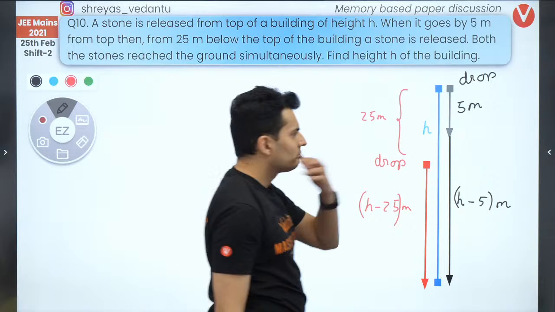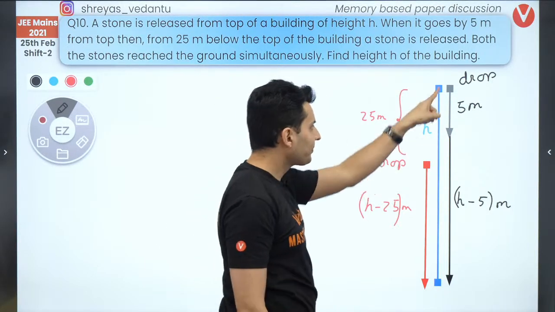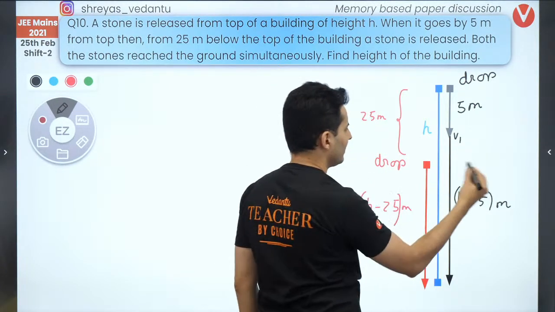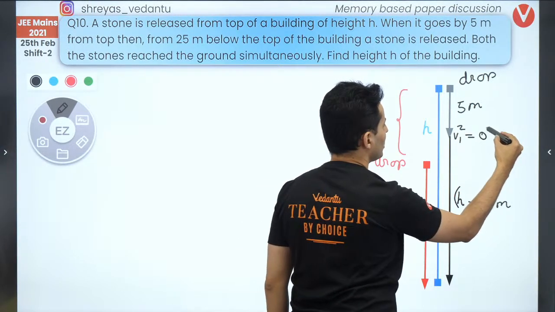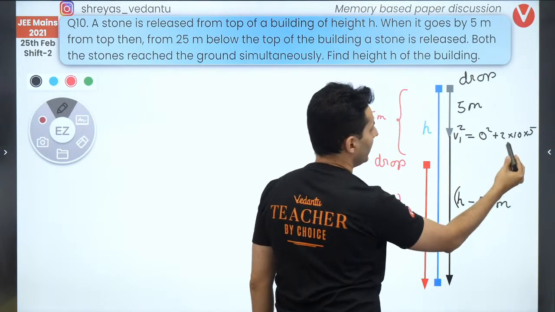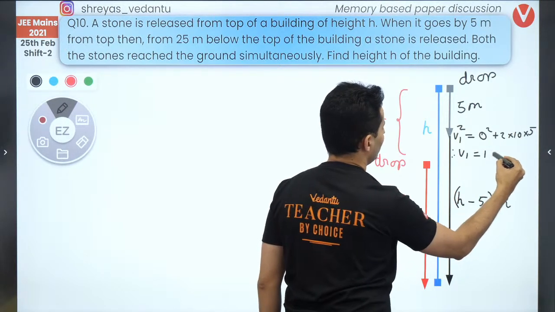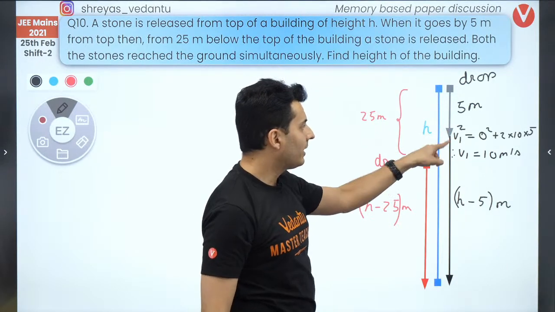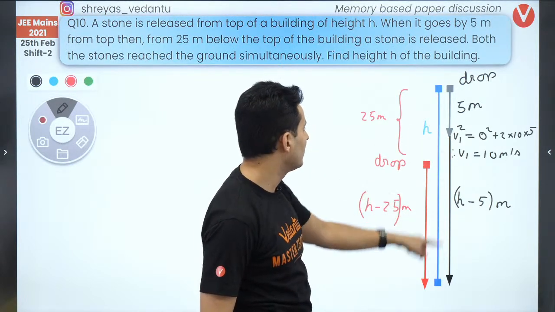Now, let's try and find the speed over here. I think I'll need it. Let's say I assume it as v1. It will be found using this equation: v1 square is u square plus 2 into 10 into 5. 2 fives are 10, so that will be 10 square. Therefore, v1 will be 10 meters per second. So that is the speed of that stone after coming down by 5 meters. I hope this is clear.